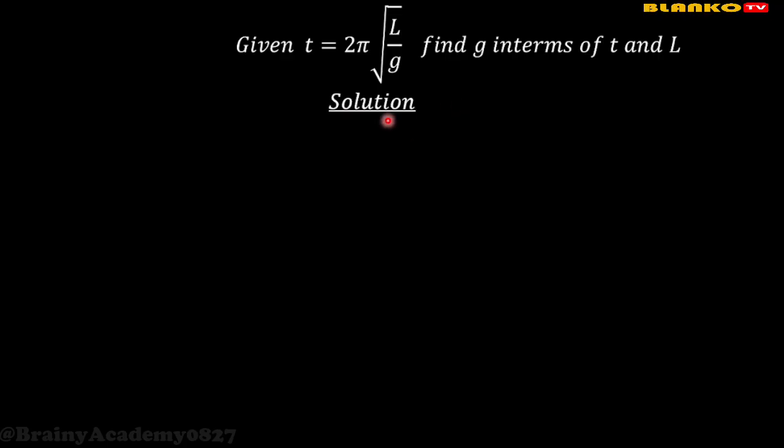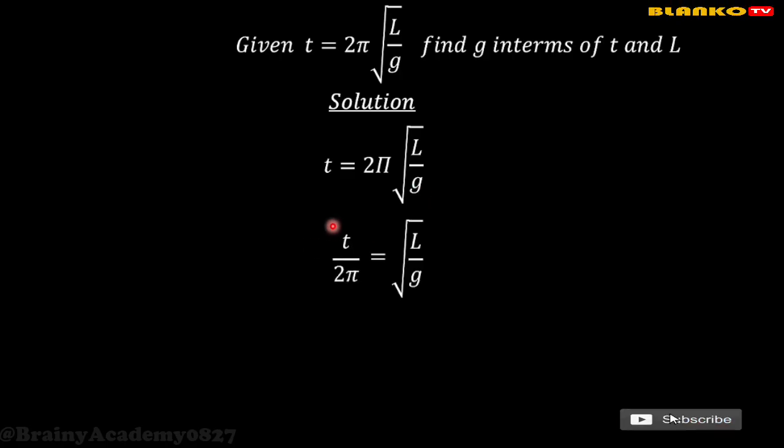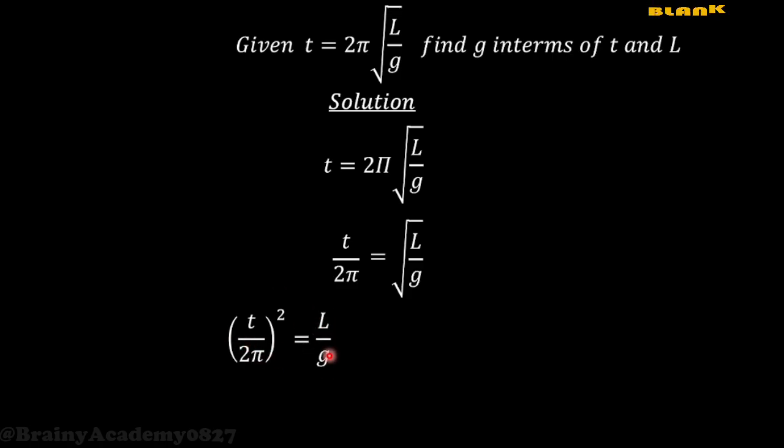So the solution. We are given T equals 2 pi the square root of L over g. First, we are going to divide both sides by 2 pi, and this gives T over 2 pi equals the square root of L over g. Now let's take the square of both sides. This will eliminate the square root on the right hand side. So we have (T over 2 pi) squared equals L over g.